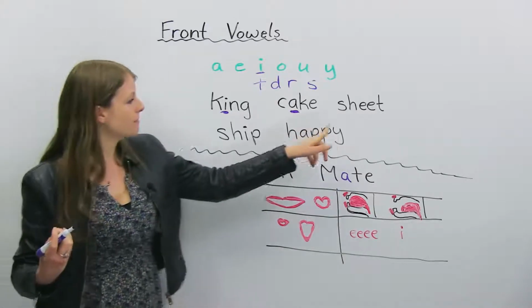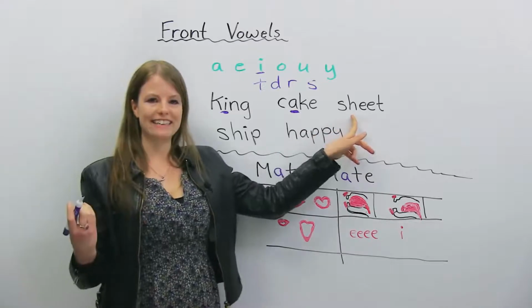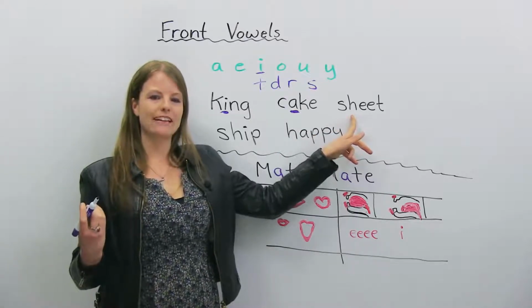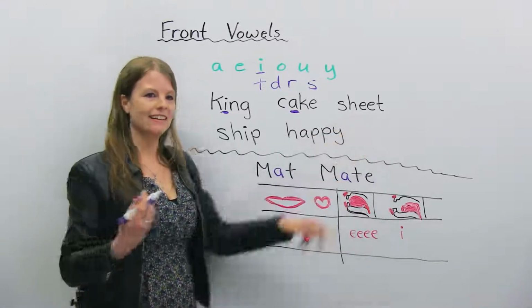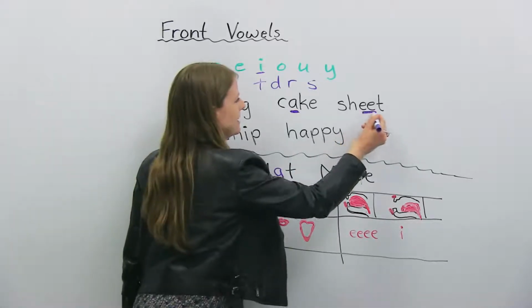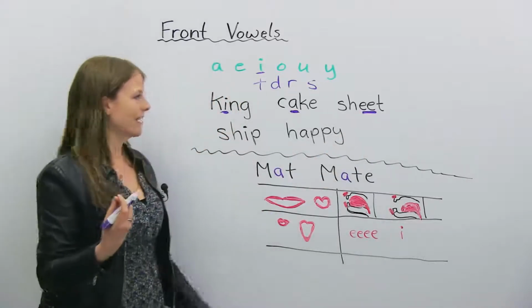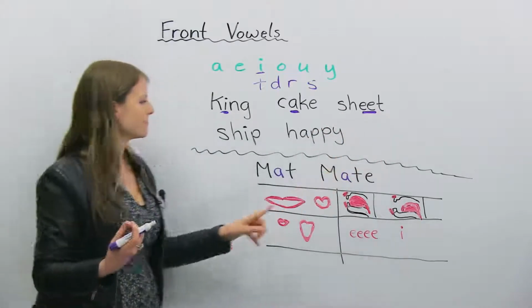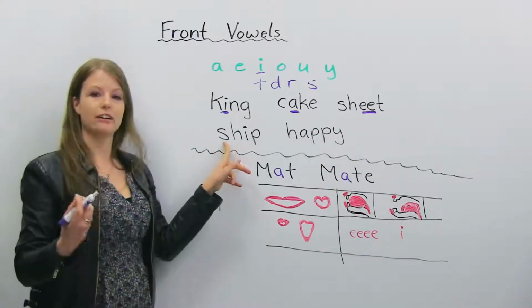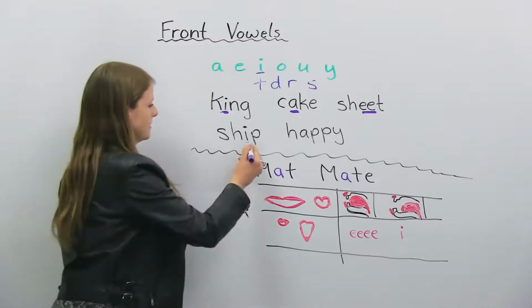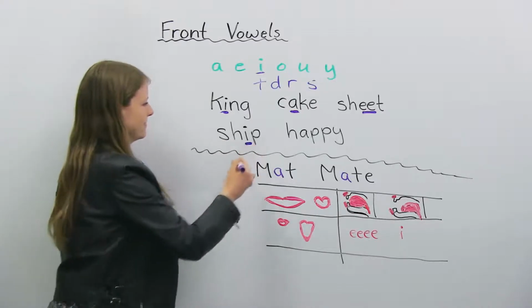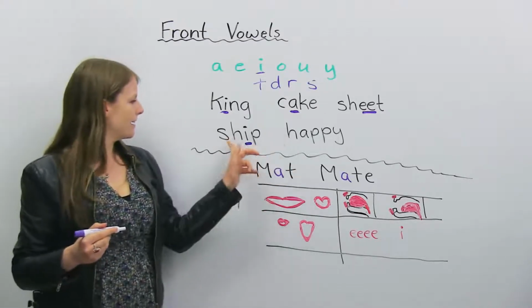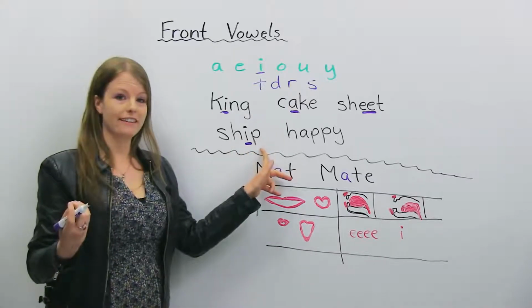Now, the E in cake we don't pronounce, so it's not a vowel because we don't actually pronounce the sound. We have here the word sheet. What's the vowel in sheet? You said the E? You're correct. Okay. Whereas S, H, and T are all consonant sounds. Okay, we also have the word here, ship. Here is the vowel, the I. And again, S, H, and P are consonants.